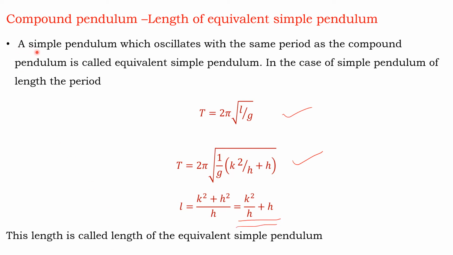That is, a simple pendulum which oscillates with the same period as a compound pendulum is called an equivalent simple pendulum. In the case of a simple pendulum of length l, the period T is equal to 2 pi into root of l by g. And for a compound pendulum oscillating with the same period, T is equal to 2 pi into root of 1 by g into k square by h plus h. Comparing these two equations, we get l is equal to k square by h plus h, and this length l is called the length of the equivalent simple pendulum.